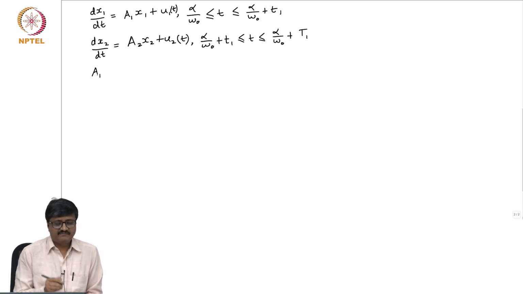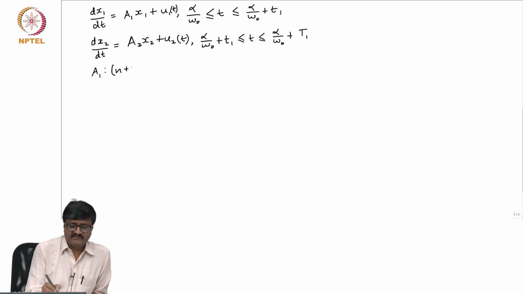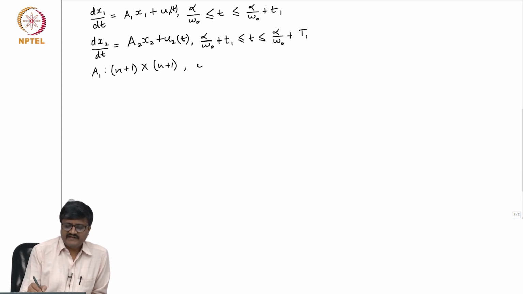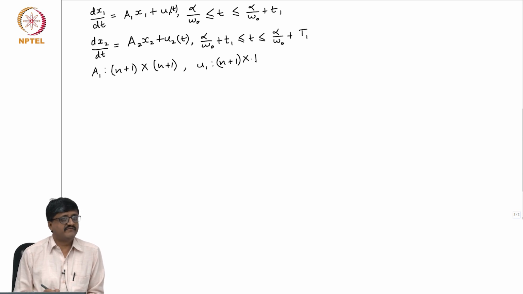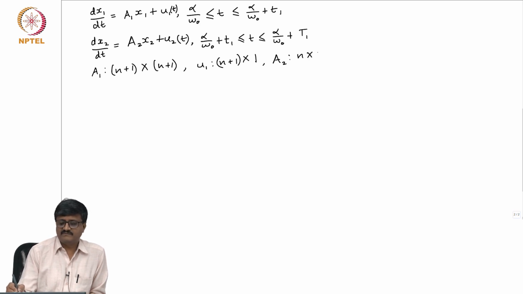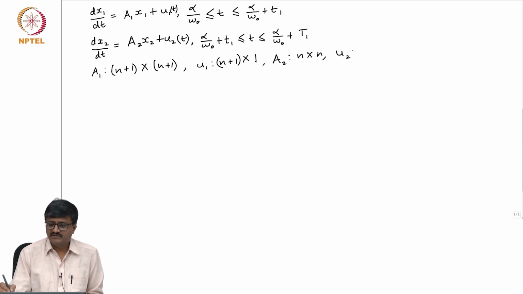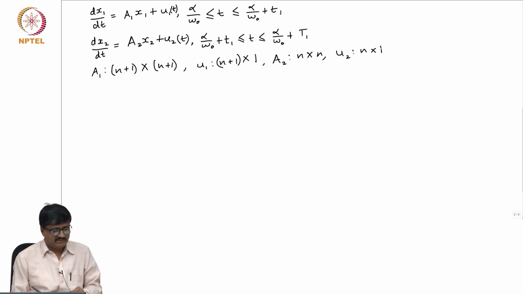So, what is the size of this matrix A1? n plus 1 cross n plus 1. If I take u1, what is the size of u1? n plus 1 cross 1, it is a column vector. Then A2 is also a square matrix, so it is n cross n and u2 is n cross 1. Okay. Now, how do we solve this equation?